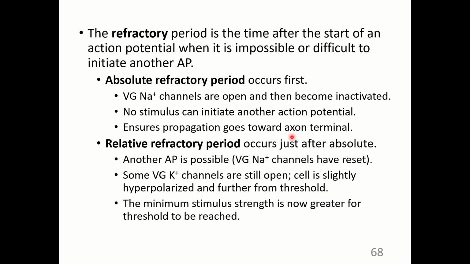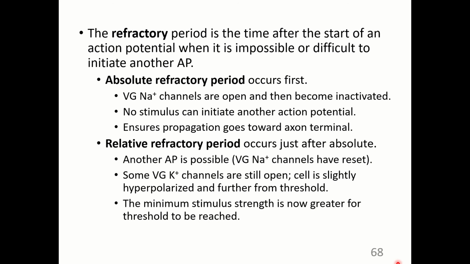The refractory period is the time after the start of an action potential when it is impossible or difficult to initiate another action potential. We have the absolute refractory period and the relative refractory period. The absolute refractory period occurs first. Voltage-gated sodium ion channels are open and then become inactivated. No stimulus can initiate another action potential during this time. This ensures propagation goes towards the axon terminal.